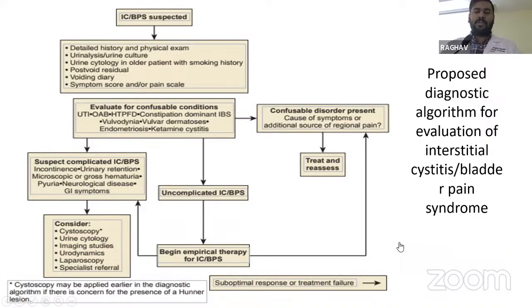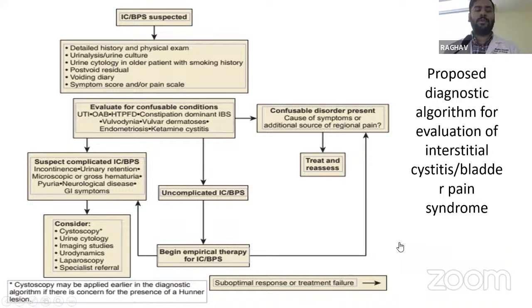A proposed diagnostic algorithm for evaluation of interstitial cystitis or bladder pain syndrome. Once it is suspected, a detailed history and physical examination should follow, including urine analysis and urine culture, cytology in older patients with smoking history. A post-void residual urine will help. A voiding diary definitely helps to diagnose as well as monitor therapy. A symptom score and/or pain scale may be used.